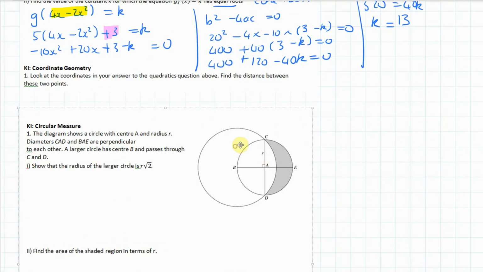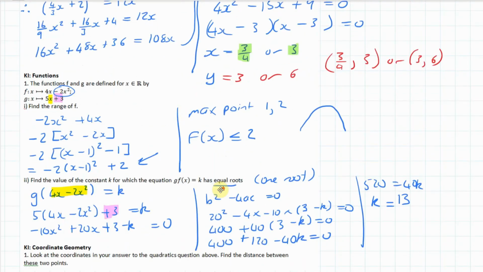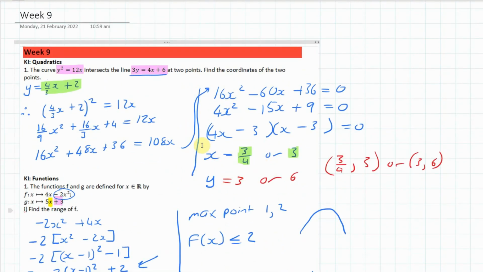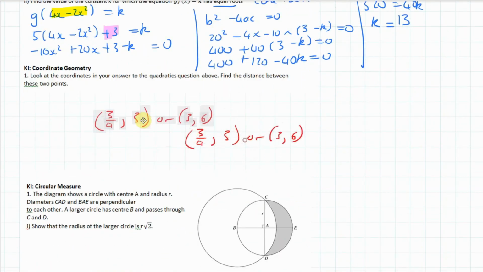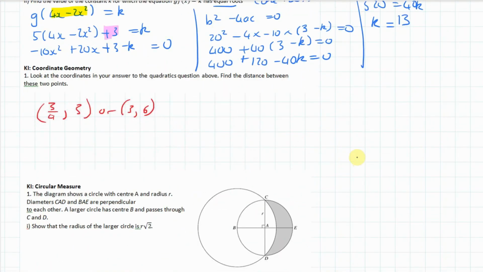Now in the next one I've got to find the distance between the points at the beginning. So it's these points here that I found in question 1, so I'm going to grab those down here. And this is just using Pythagoras' theorem. So this is a pretty easy question really. The distance between those points is the distance between the x values squared plus the distance between the y values squared.